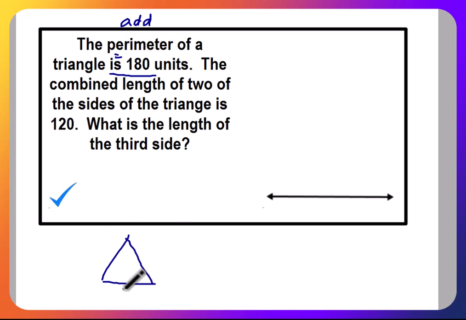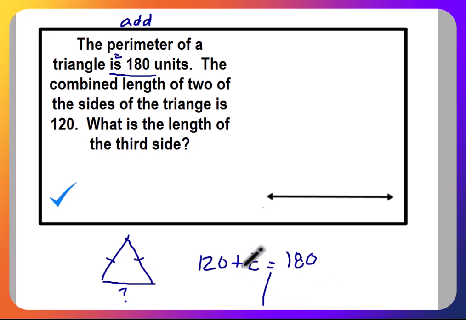Okay, we know the total perimeter is 180. We know that this side plus this side is 120. We're looking for this side here. So this is our missing side. We know that this side plus this side equals 120. So 120 plus our missing side length, which I'm going to use t for triangle, is 180. So there's your equation. Now you're ready to solve it.